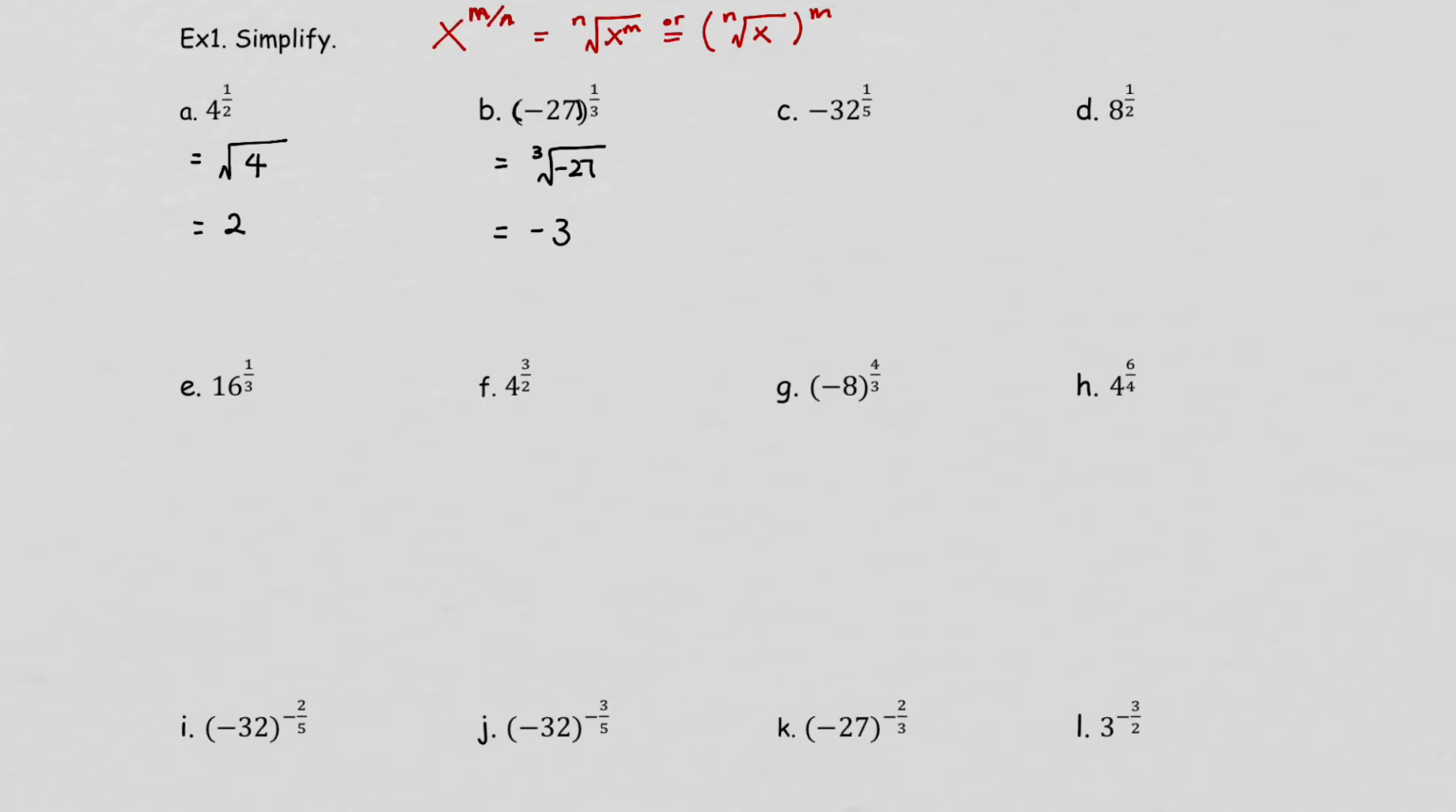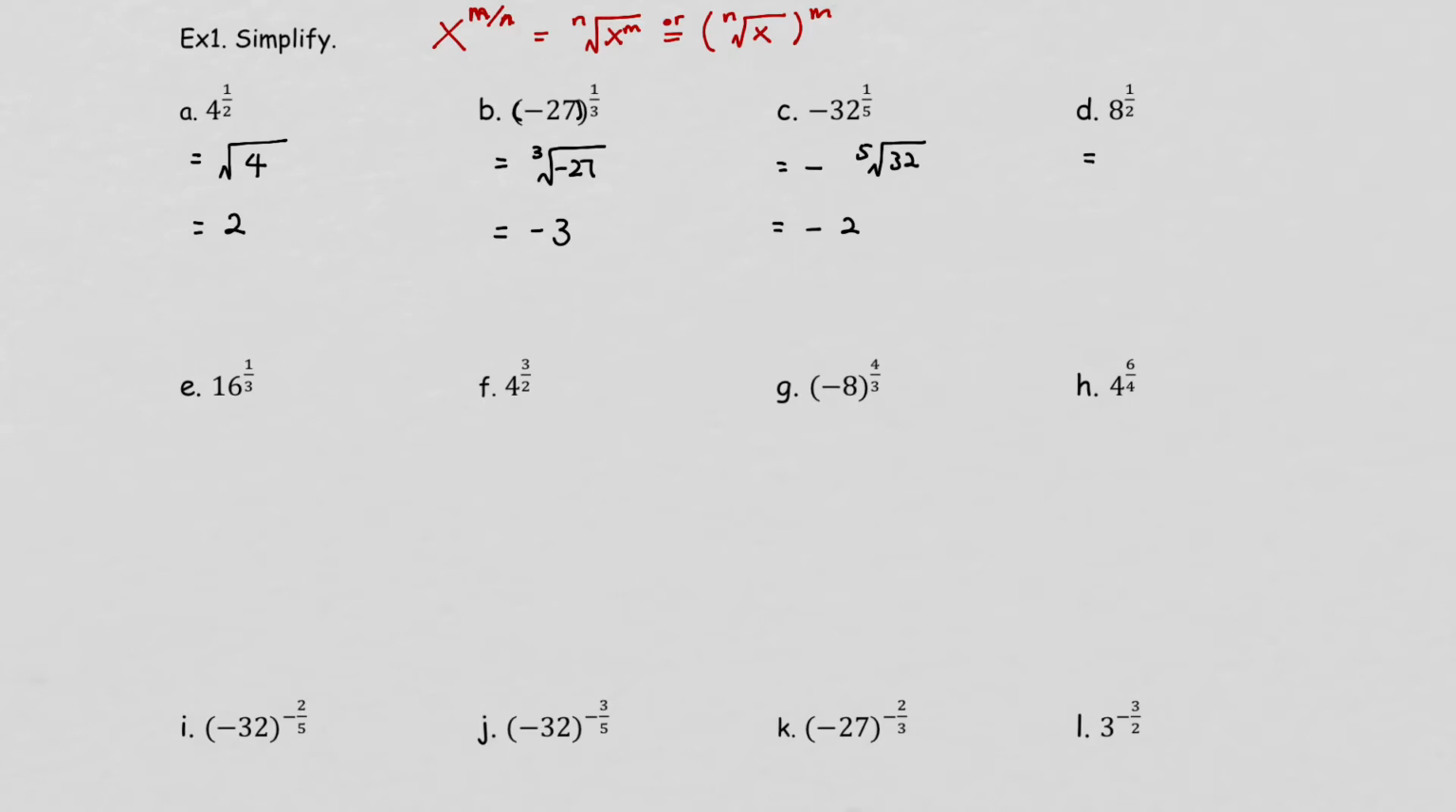And we know that's equal to negative 3. This one right here, we do not have a grouping. Right? No grouping. So this exponent only applies to 32, not the sign. So in that case, we're going to have negative the fifth root of 32. And the fifth root of 32 is equal to 2. And you have a negative in front of it.